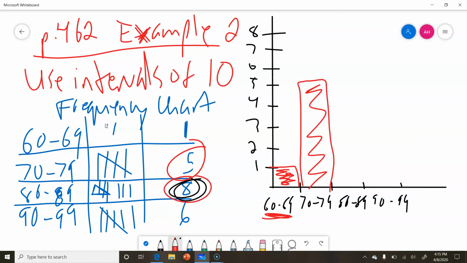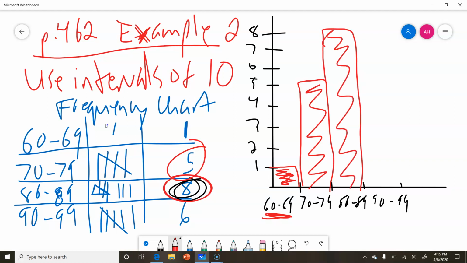Now I go to this one, there were 8. So this is the tallest, right? It goes all the way to the top, then down, and I color that in. Then I go to the last one, and it's 6. So I go up to 6 and over and color that in. That's how I draw a histogram, using the data that they gave me, okay?